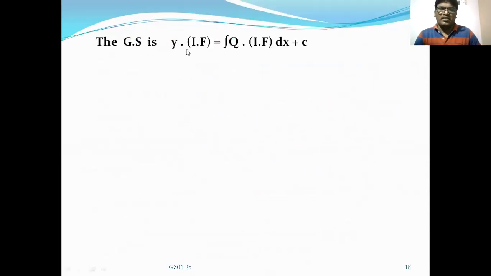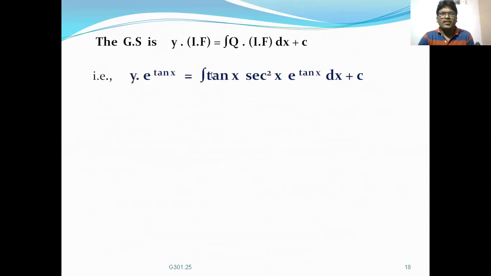Therefore the general solution is y into the integration factor is equal to the integration of q into the integration factor into dx plus c. This is the general solution of the linear differential equation. Next, y into e power tan x is equal to the integration of tan x secant square x into e power tan x into dx. See here, in this equation we are substituting the integration factor and the q value also. Q is tan x into secant square x.